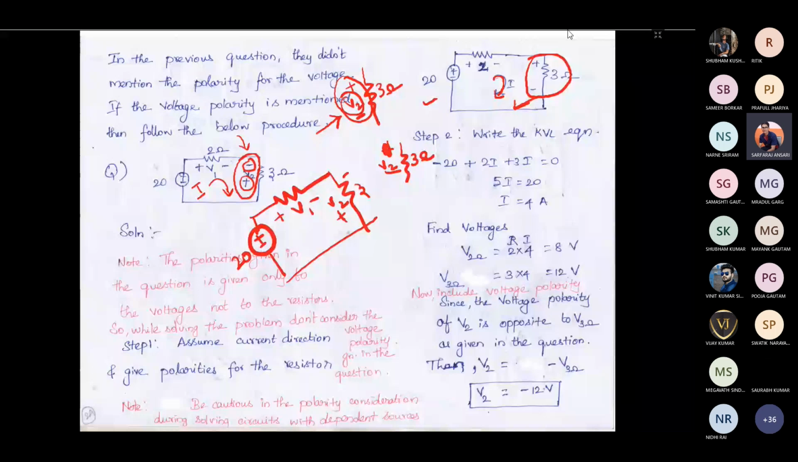Okay, so let me proceed. What I was telling is, if polarity is given in the problem, you have to keep the polarity as it is. Okay. So for solving the circuit, what you need to do, this is our, just a minute. Let me, where is it?